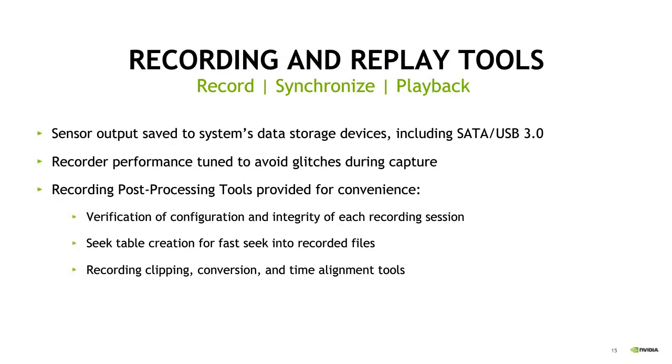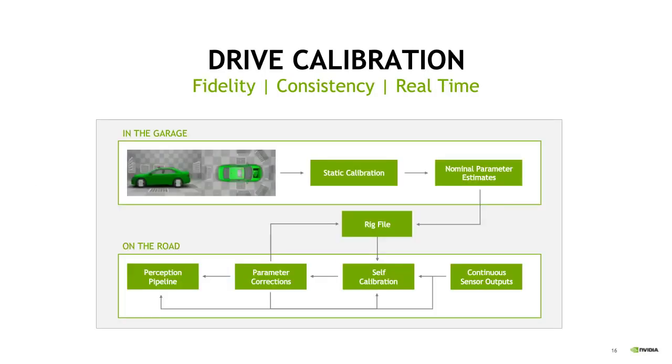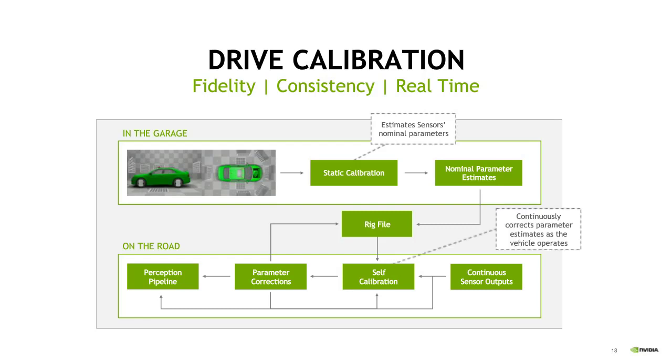Included in Drive Calibration are a collection of tools and modules to assist with measuring and correcting the vehicle's sensor position and additional intrinsic properties. The static calibration tools provide ground truth for the autonomous vehicle sensors, and the self-calibration modules can be used in the vehicle for real-time corrections of the nominal parameters caused by environmental changes or mechanical stress.